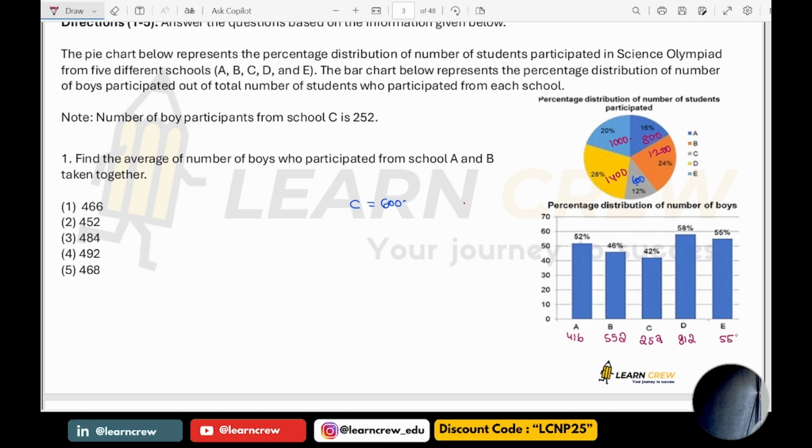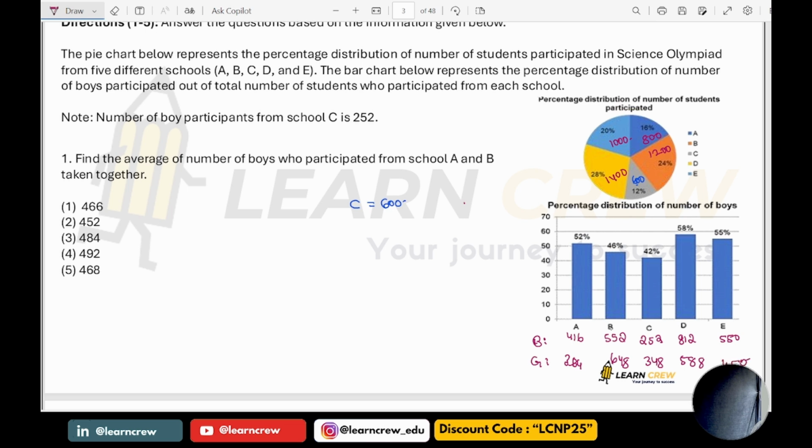These are boys. And what about girls then? The girls would be the total figures we have minus boys. So 800 minus 416 is 384, and next one is 1200 minus 552 is 648. 600 minus 252 is 348. 1400 minus 812 is 588, and it is 1000 minus 550, which is 450.